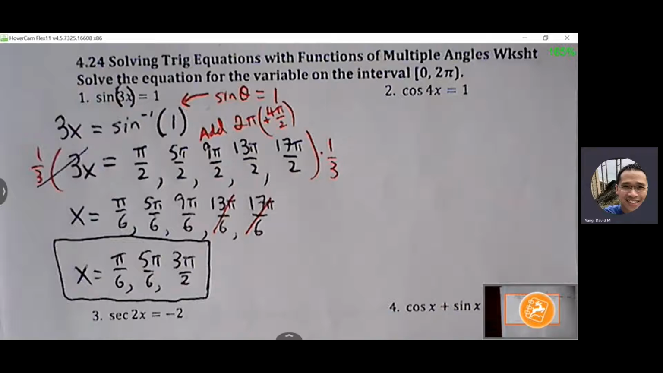Okay, so we're not going to rely on sum and difference identity. We're not relying on double angle identity. We're just relying on inverse trig and division. Okay.